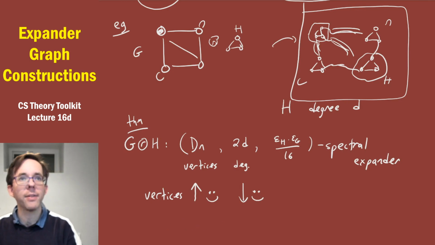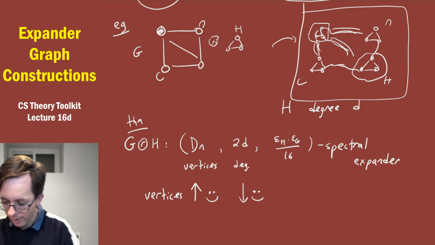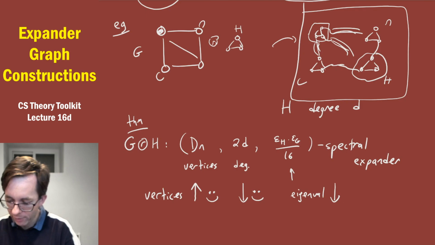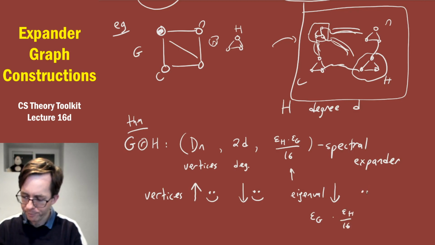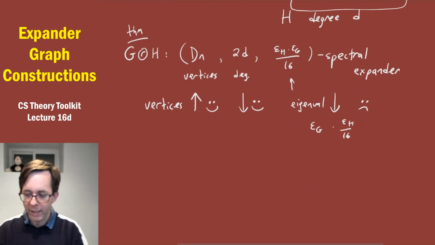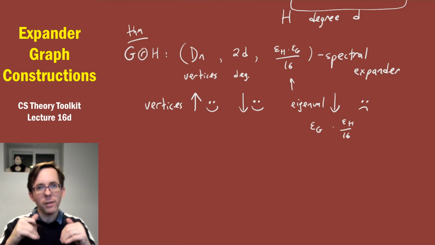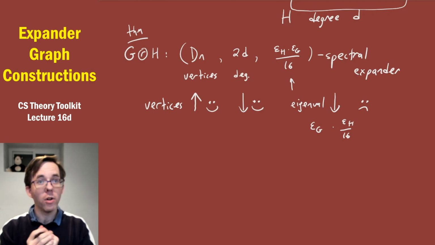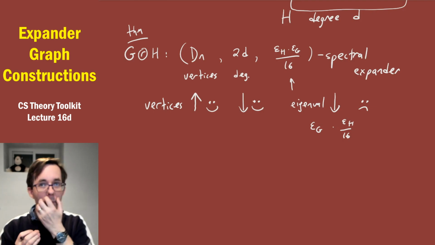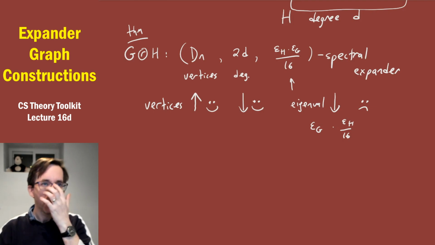The only trouble is that this eigenvalue went down. If you think of your big graph G as the main graph, it used to be epsilon G, and now you multiplied it by epsilon H over 16. So you kind of shrunk it, and that's bad. But it's not so bad. We kept the degree small. We made a bigger graph. The spectrum went down. Let's do a different move to make this eigenvalue bound go back up.